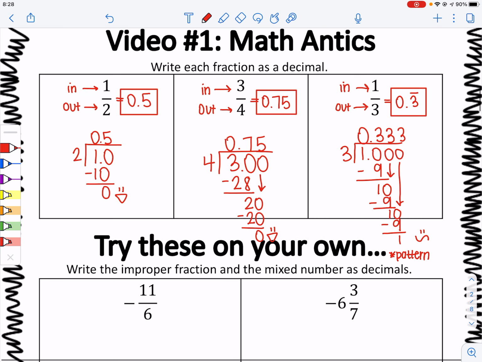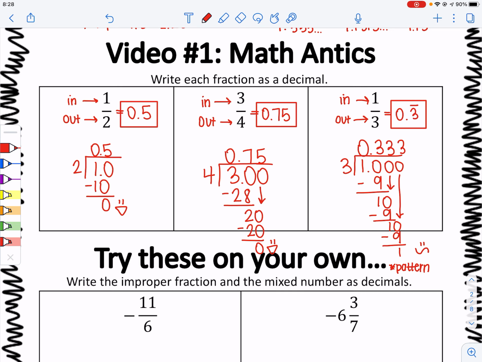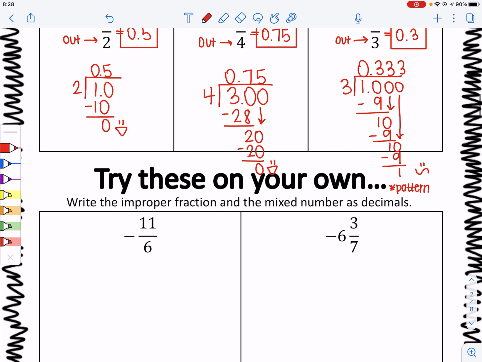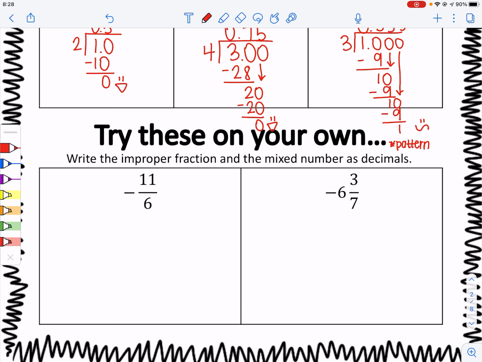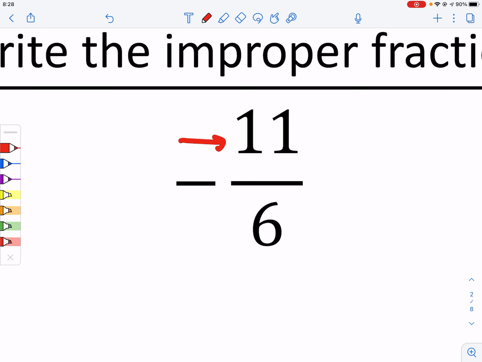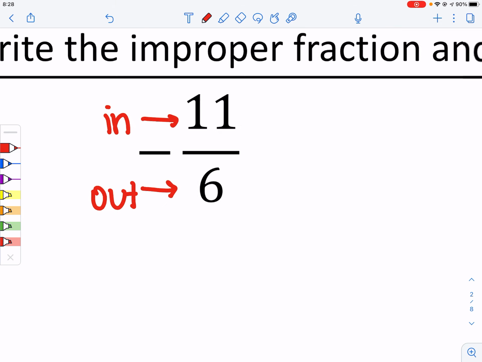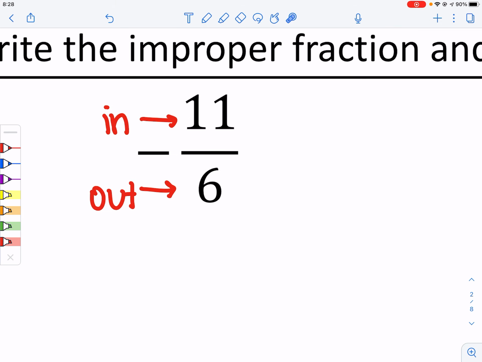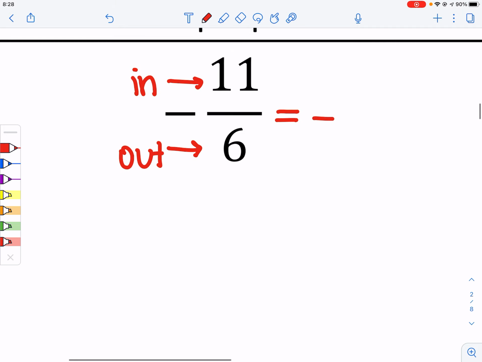All right, now let's try some of these other ones. So you have mixed numbers and you have improper fractions, but we're going to do the same thing that we did before. So this one is already written as an improper fraction, so I'm going to put this number on the inside, this number on the outside. I'm going to get the dividing started, and we'll see if you can finish it up. So this negative thing, I'm just going to bring it right over to my answer. So I know my answer is going to be a negative something. I just got to figure out what it is. So I'm going to do 11 divided by 6.